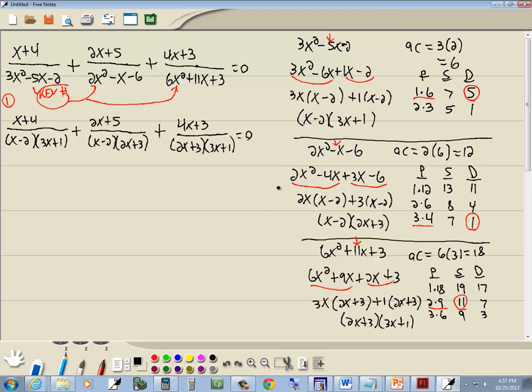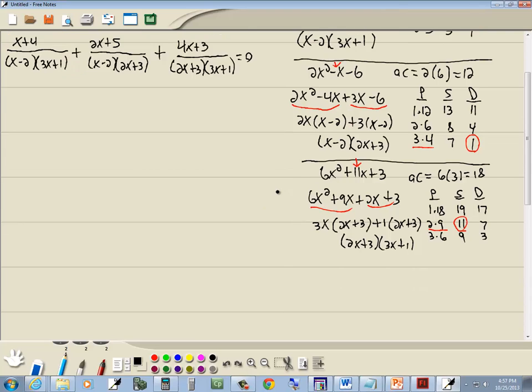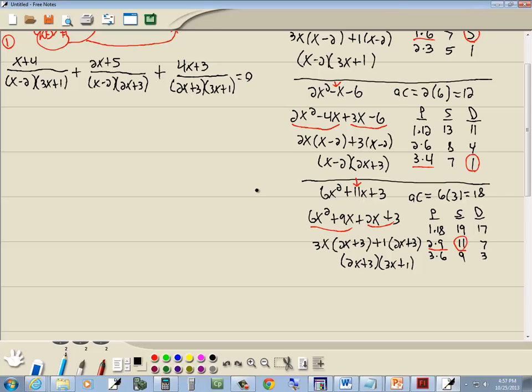Now step 2. Figure out the LCM of all our denominators and then multiply everything by it.